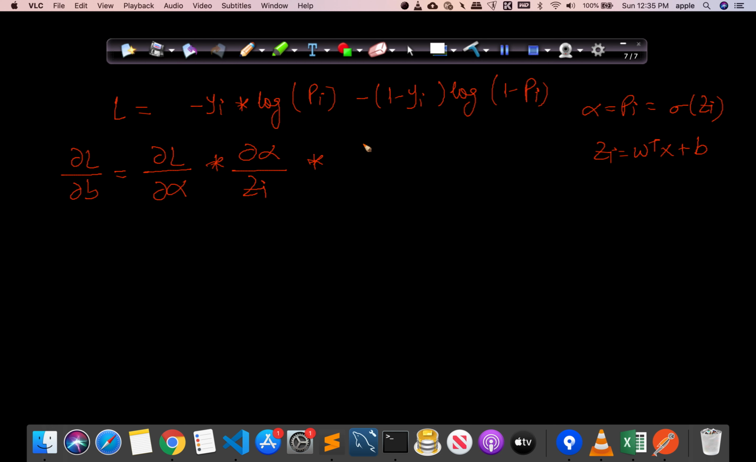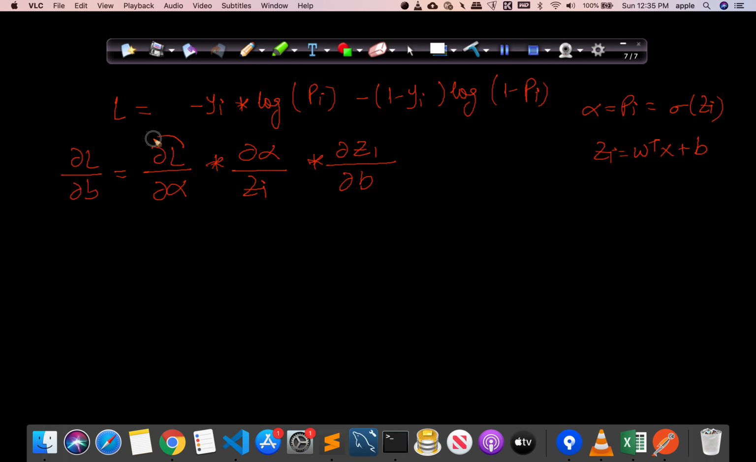Now zi, since we are differentiating zi with respect to b, we will treat x as constant and w as constant, and this bias term will be treated as the variable. And we know that in partial differentiation, the term with respect to which we are differentiating is assumed to be the variable and the rest are assumed to be constant. So this zi will be differentiated with respect to b.